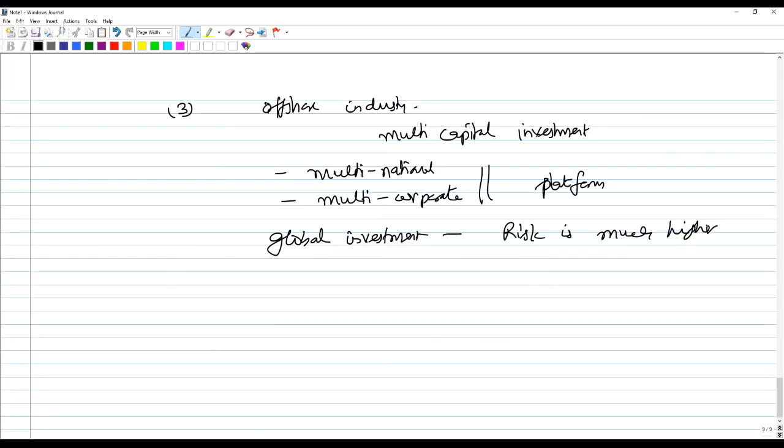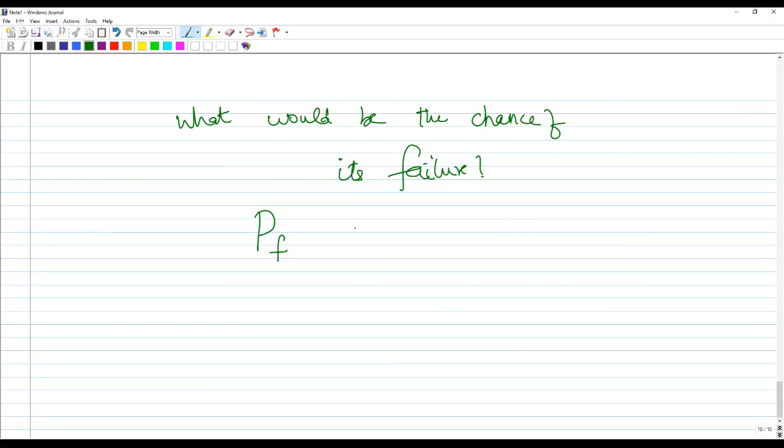So when the risk is much higher, the following question is, what would be the chance of its failure? That's the very first question any investor would ask. This is what we express as probability of failure, because failure is not certain. I can explain this because if failure is certain, there will be no investment. So failure is not meant to become certain. Failure is accidental. Therefore, there's a probability of failure. The moment we have any event which is not certain, we always express this in probabilistic terms.